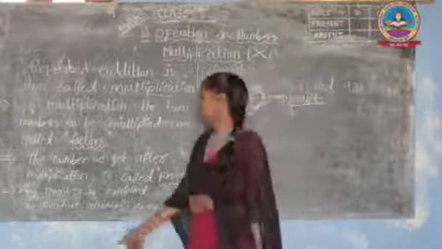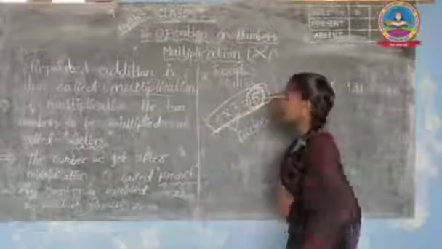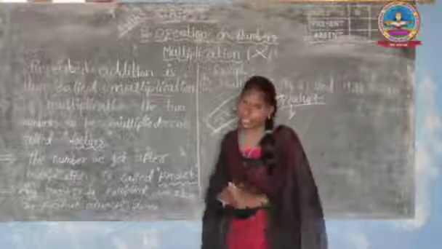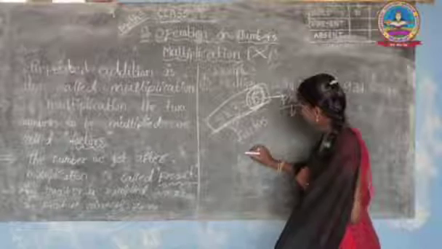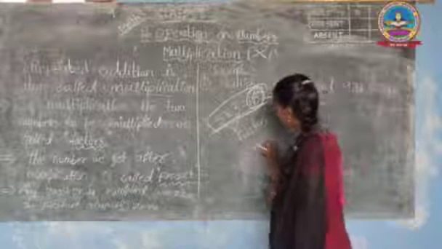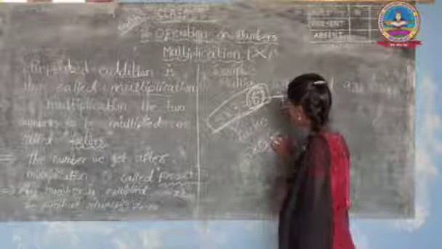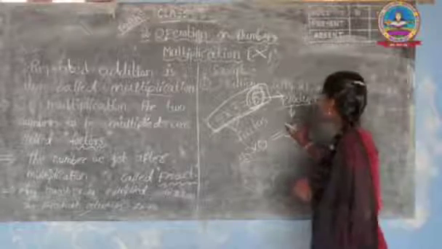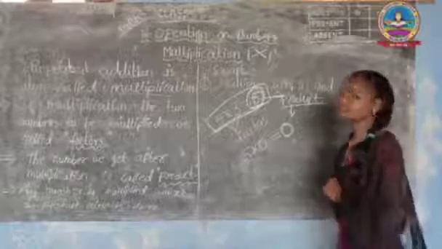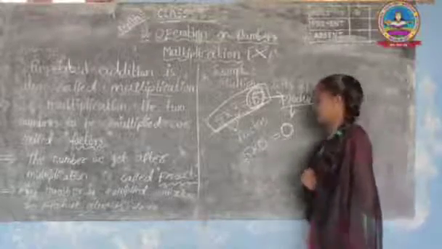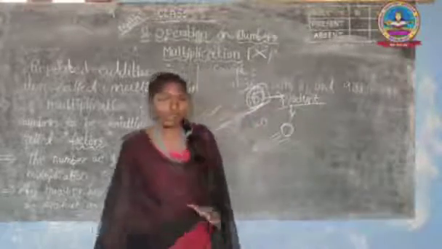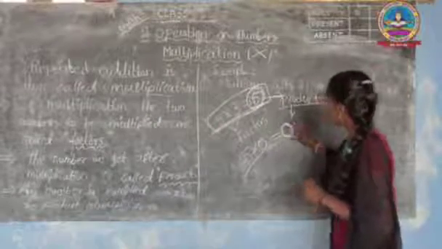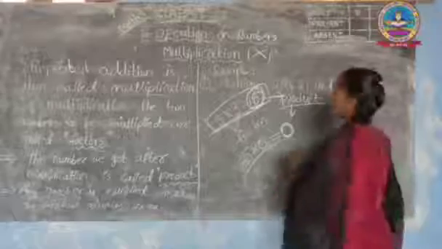The next point is, any number multiplied by 0, the product is always 0. Let's see, 5 multiplied by 0 equals, yes, 0. Any number multiplied by 0, or 0 multiplied by any number, the product is 0 in this multiplication.